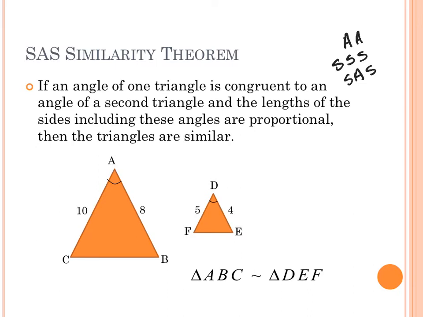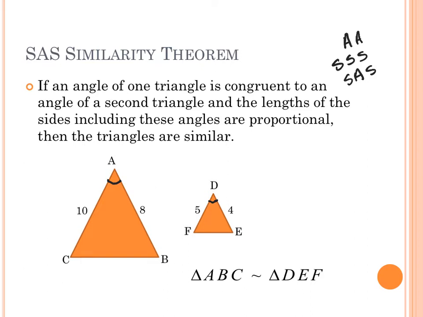So it says if an angle of one triangle is congruent to an angle of a second triangle, we can see that they've marked an angle as congruent to another angle. And the lengths of the sides including these angles, so it's an included angle, meaning that the side on the left and the side on the right of that angle need to be proportional. So we're going to check them proportional. So we can tell the angle is congruent, but now we need to check the sides that are proportional.